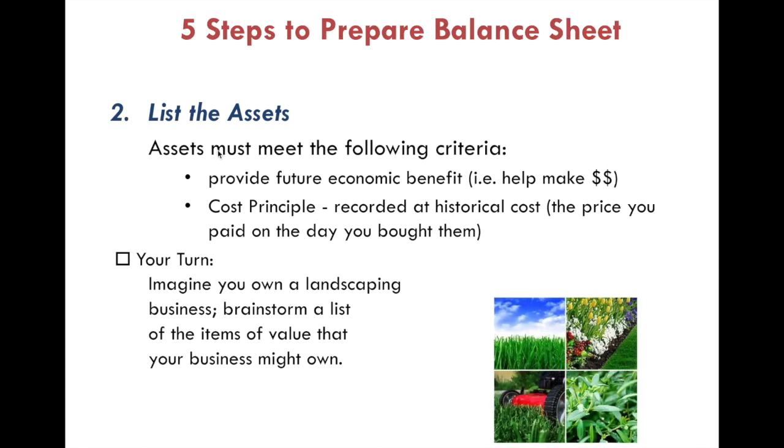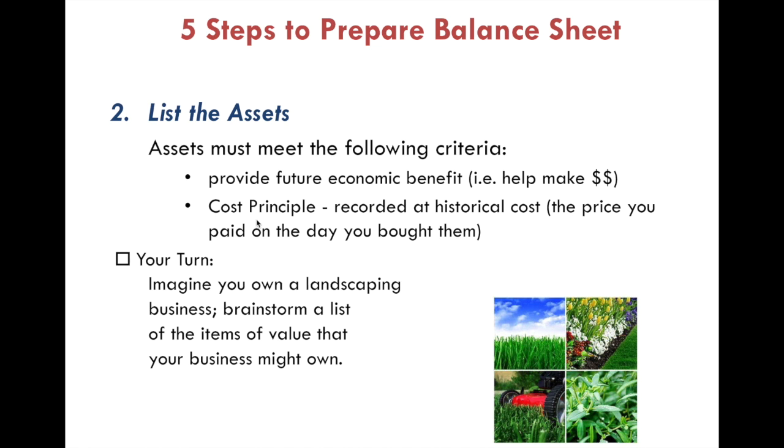So assets are listed, they have to meet this criteria. And we've talked about this already, it's just worth repeating. They provide future economic benefit, i.e. they help you make money. And the cost principle. Now, you don't really need to worry about this, but it's a very important legally binding principle, so I put it in here.